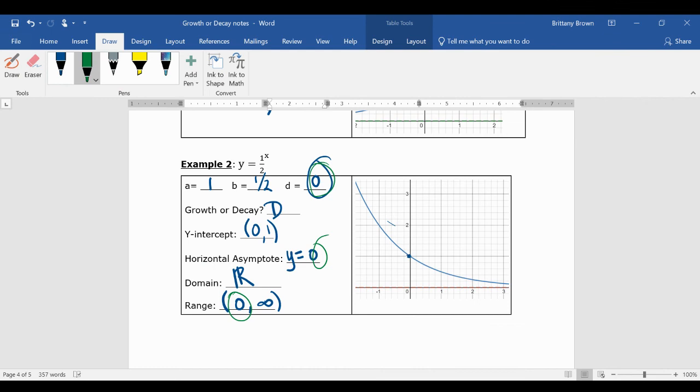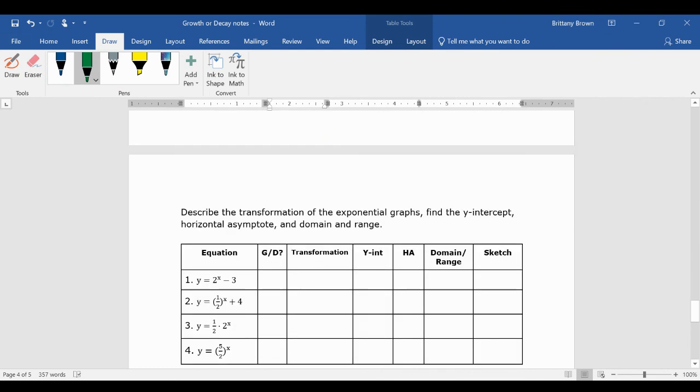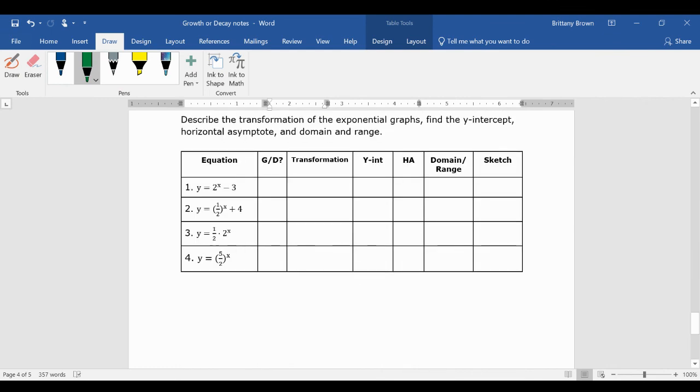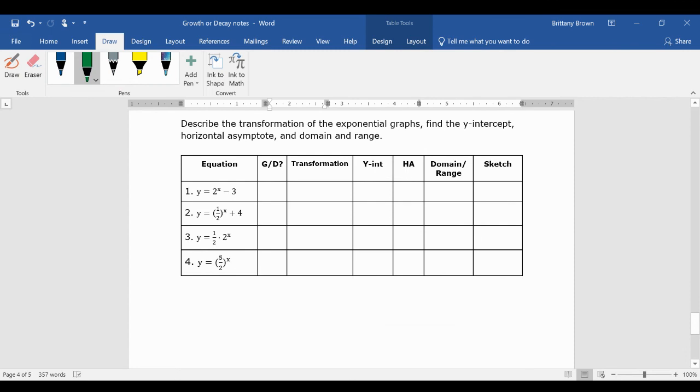But keep those graphs in mind as now we try to do some transformations. And I'll try my best here to fit all of this on the table and then draw a little example down here at the bottom. All right, so for this very first question, what we're going to do is identify, is it growth or decay? Based on what you know, here's your b value. Remember, it's the thing with the exponent on it. It's a 2. That is a growth.